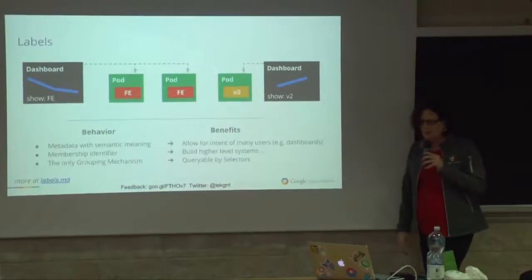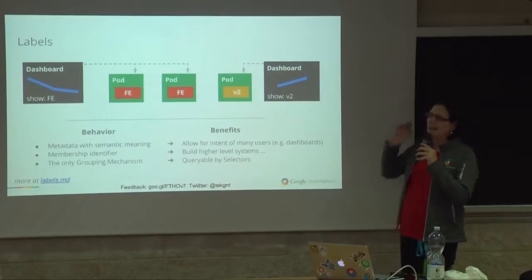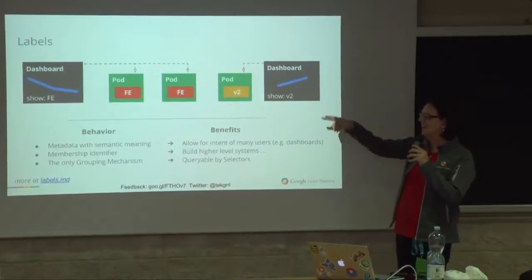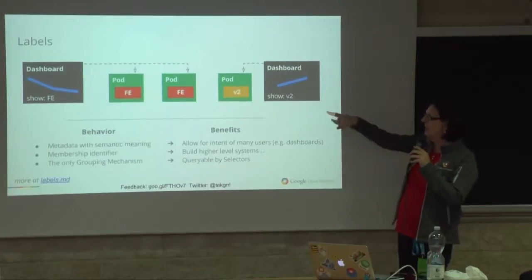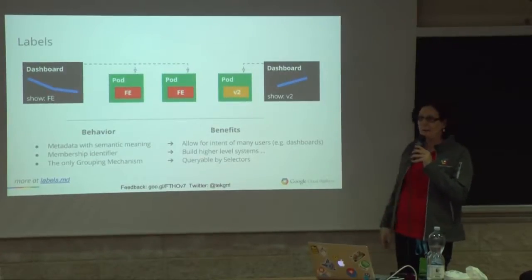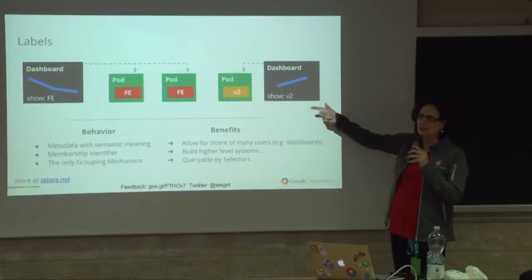Labels themselves are very simple key-value pairs that are assigned to objects. In this case, we have, say, potentially an app equals FE label attached to some of our pods, and an app equals V2 label attached to another pod. V2 is obviously version 2 of a pod. It's probably V2 of the FE pod.